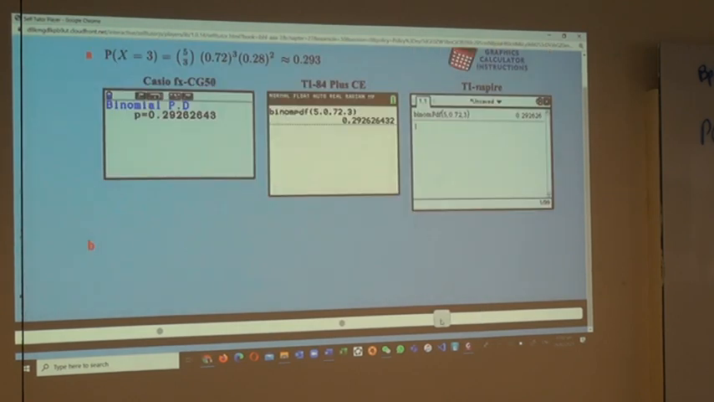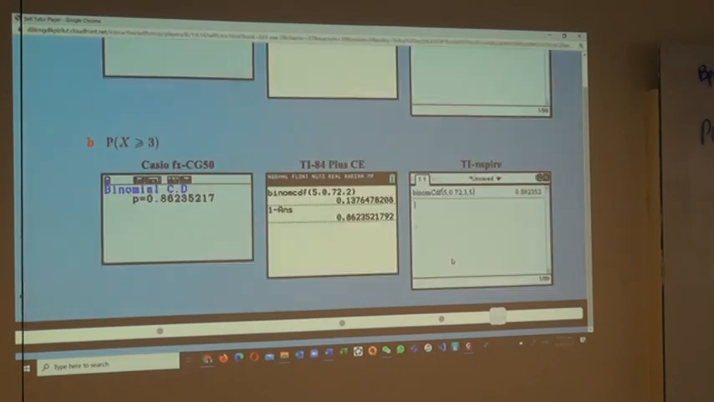Instead, we use the inbuilt binomial cumulative distribution on our calculator.